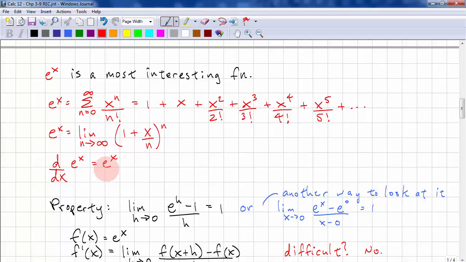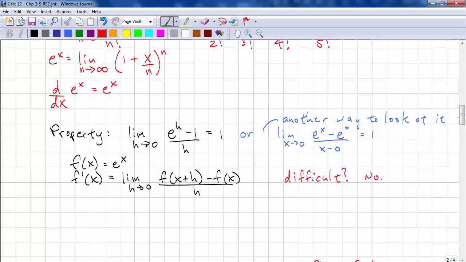And the last interesting thing that we'll cover is the derivative of e to the x is simply e to the x. And let's look at the proof. And before we start the proof, we need to have a property. If we take the limit as h goes to 0 of e to the h minus 1 over h, this is 1. And another way to look at it is the limit as x approaches 0, e to the x minus e to the 0 over x minus 0.